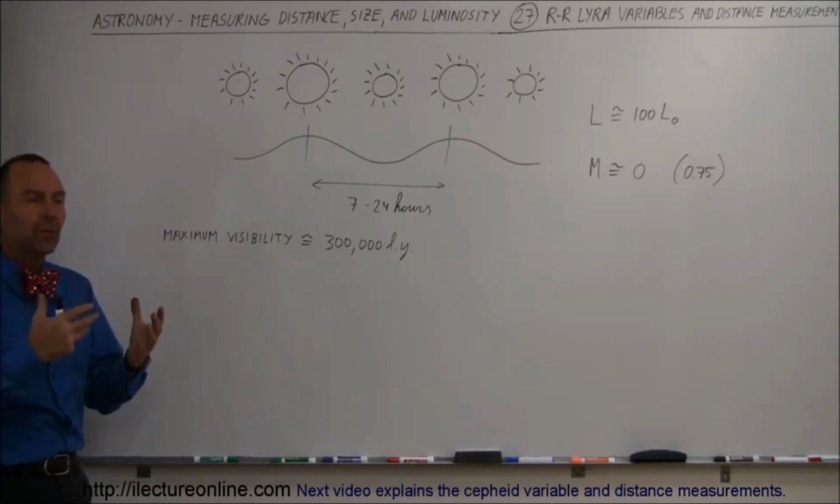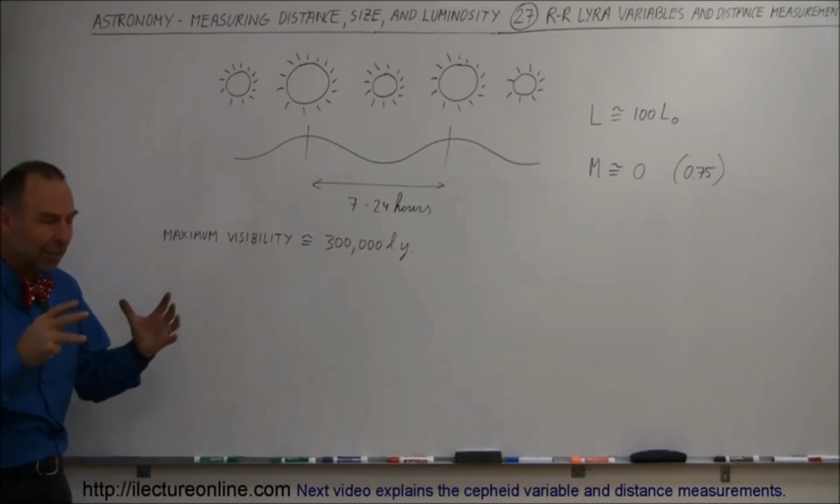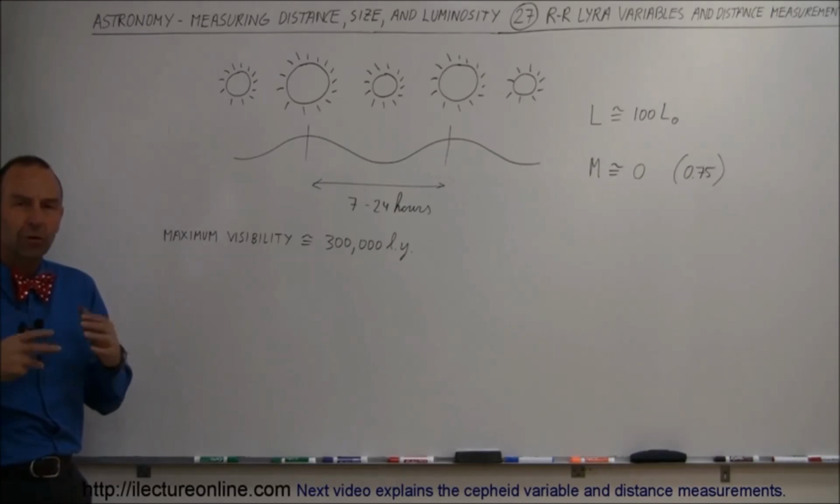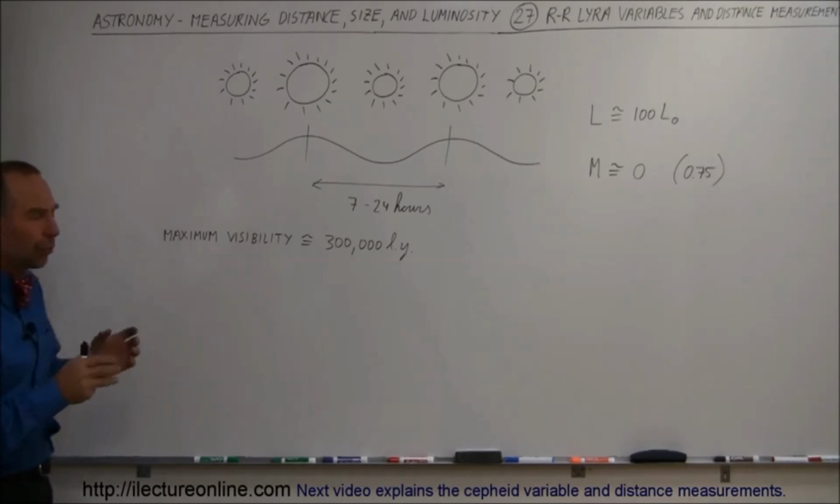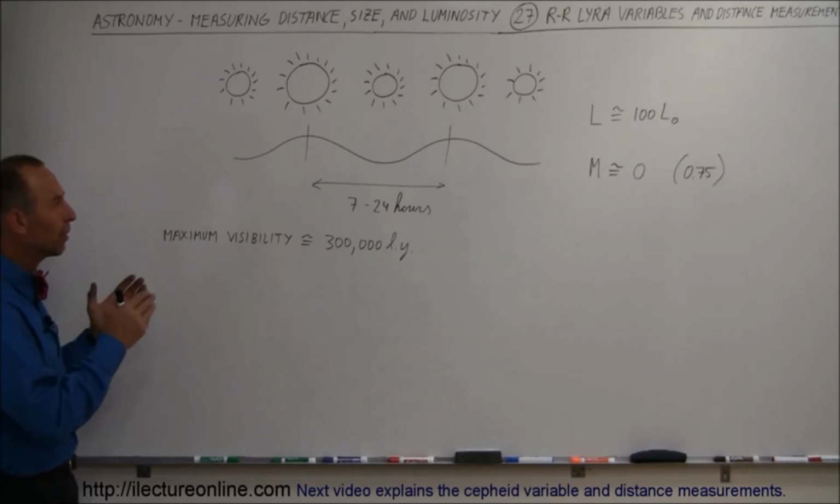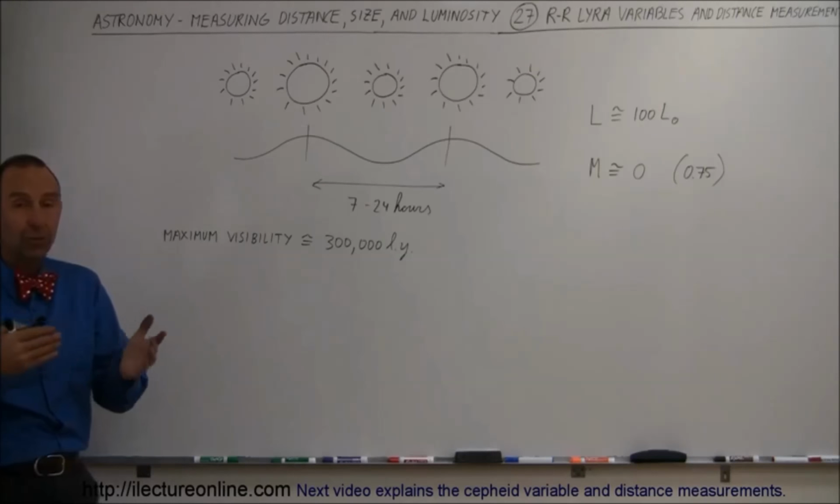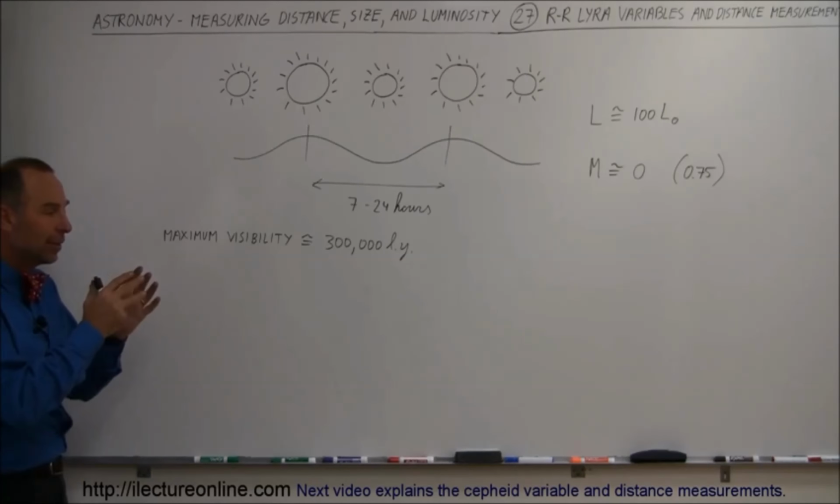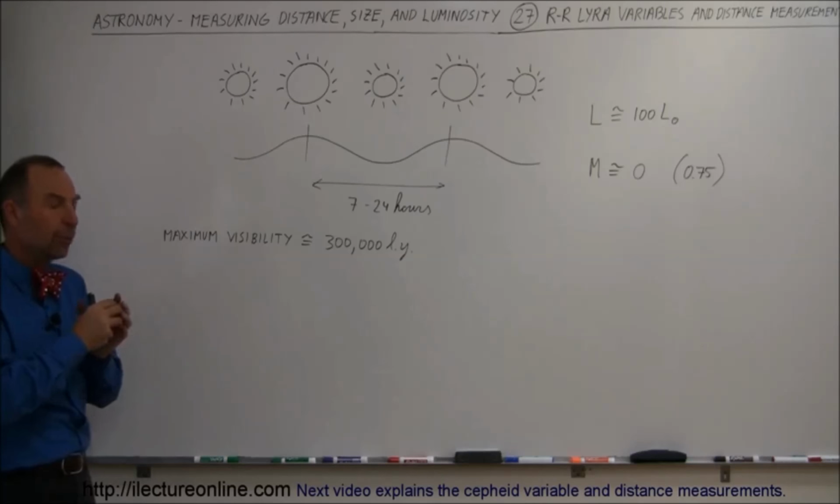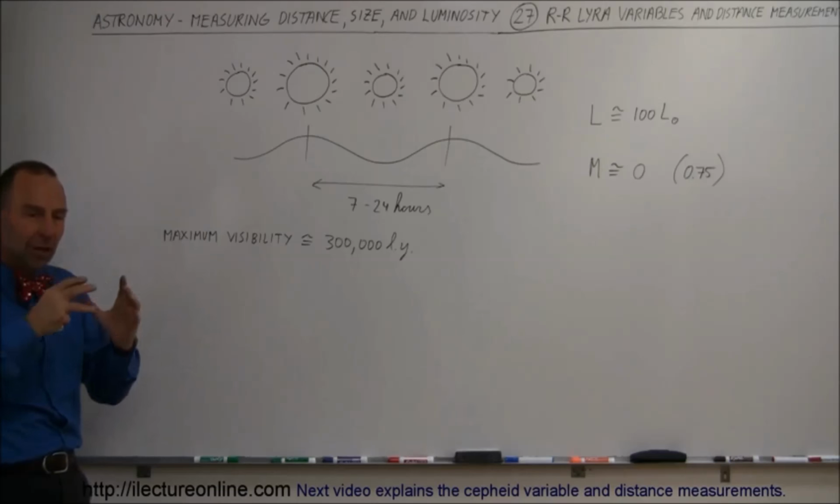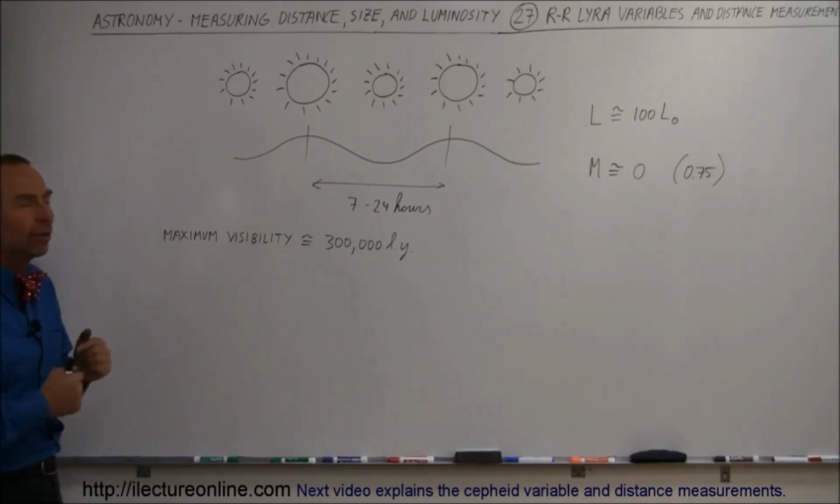Now it turns out that RR Lyra variables are really red giants who are near the end of their life cycle, and when red giants reach the end of their life cycle, they begin to pulsate, they begin to vary in brightness over certain periods, and those periods are fairly constant. So for the smaller red giants, the period is somewhere between 7 and 24 hours. So every 12, 13, 20, 24 hours, the luminosity or the brightness of the star increases and decreases over these very regular intervals.